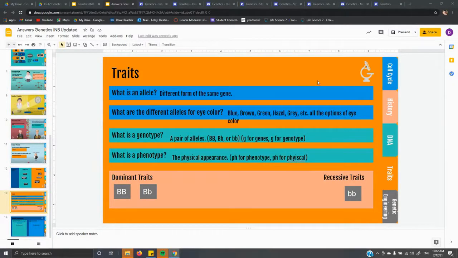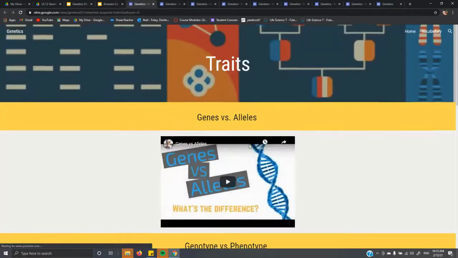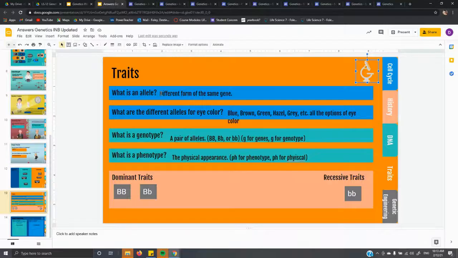Slide 13, we're talking about traits. We're talking about alleles, genes, genotype, phenotype. All those words, you're like, what in the world are you talking about, Miss Foley? Well, let's talk about it. An allele is just a different form of the same gene. So you can have two different alleles for a trait. You'll get one allele from one parent and one allele from another parent, and those make your genotype.